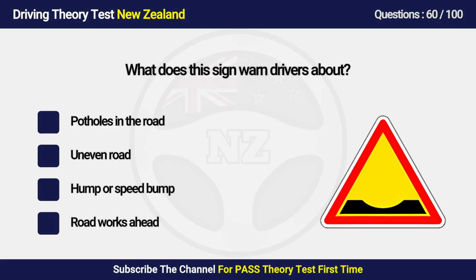A. Pothole in the road. B. Uneven road. C. Hump or speed bump. D. Road works ahead.